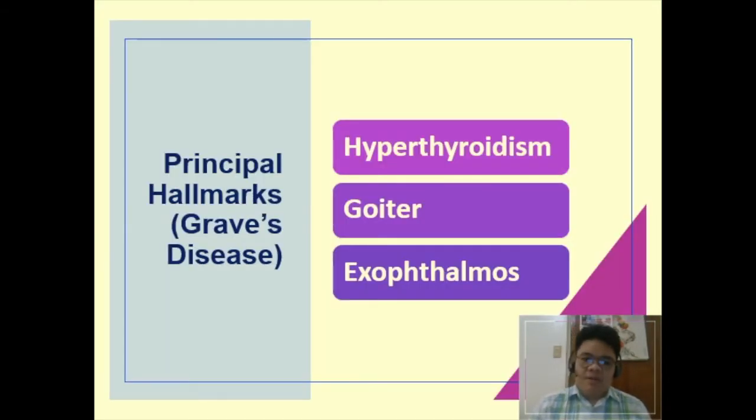Now, what are the principal hallmarks of this disease? So there are three. One is your hyperthyroidism. Second is your goiter or the enlargement of your thyroid gland. And then you have your exophthalmos or the bulging of your eyeballs.